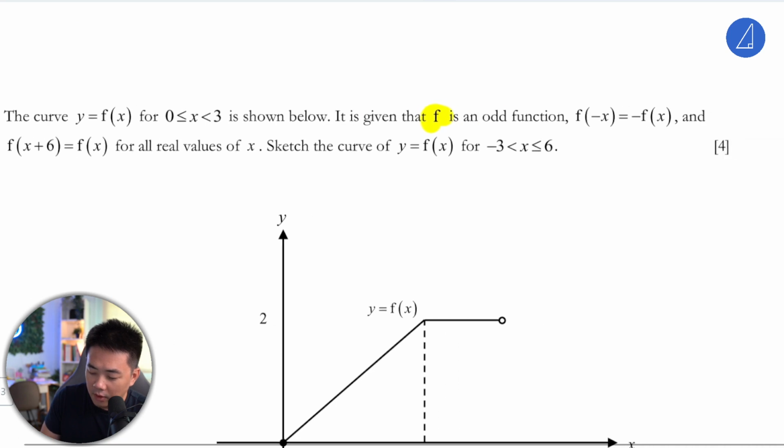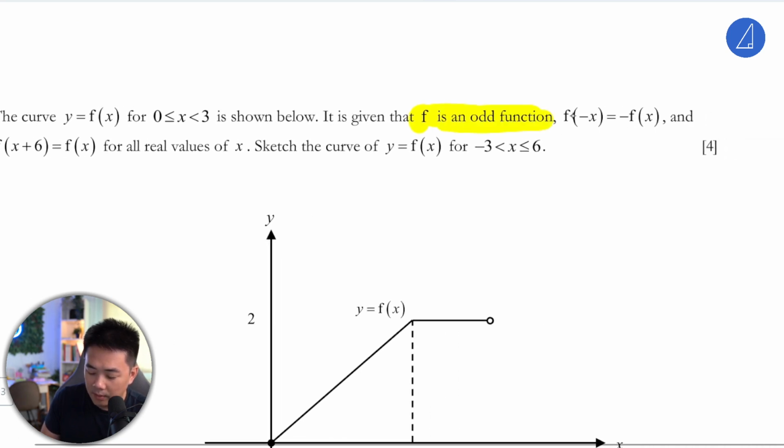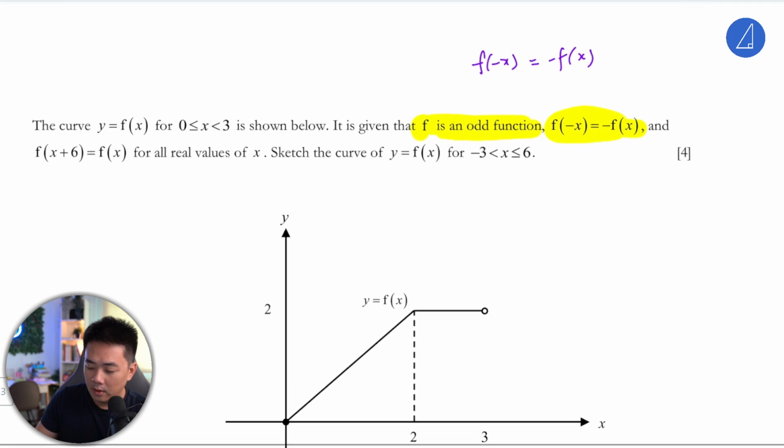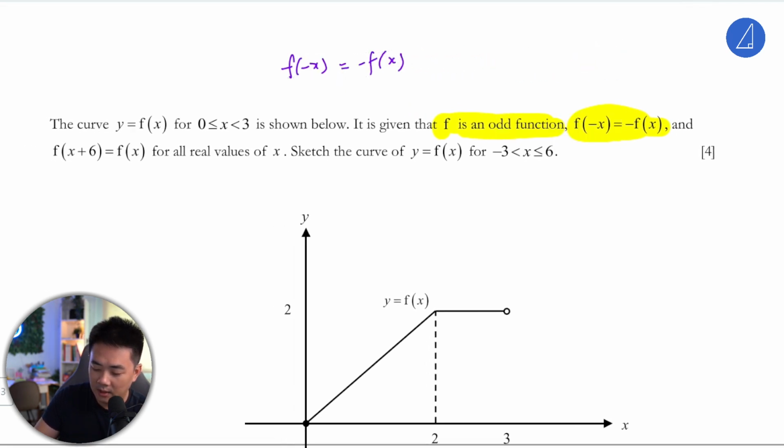Odd function, we're going to explain a bit. Basically, this is an odd function. So what does it mean? f(-x) equals negative f(x). What we need to understand is that I can rewrite this as f(x) equals negative f(-x).